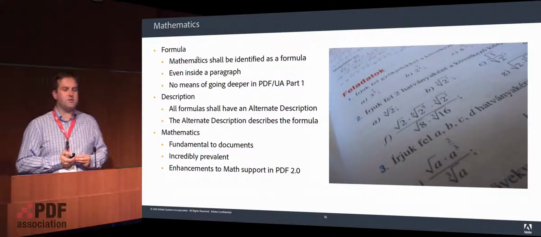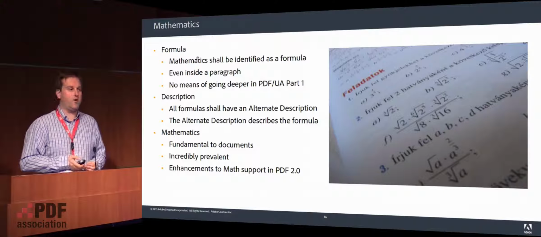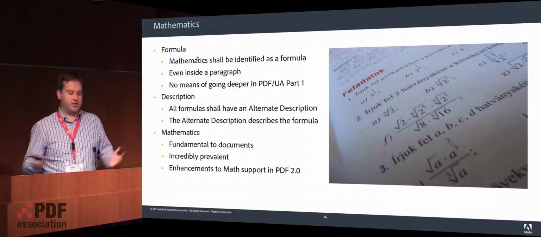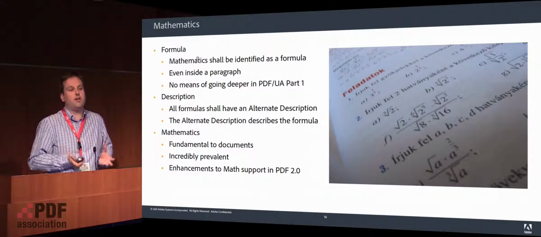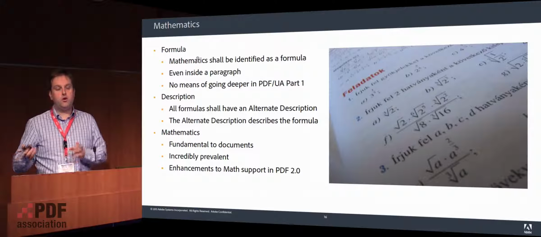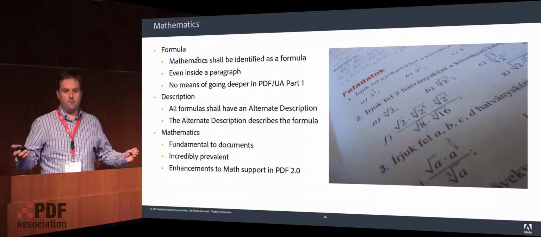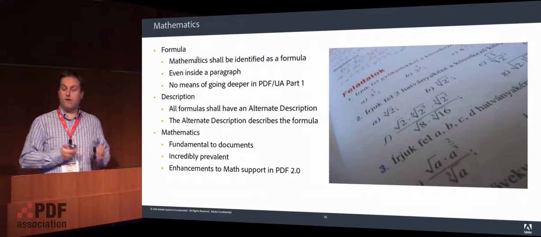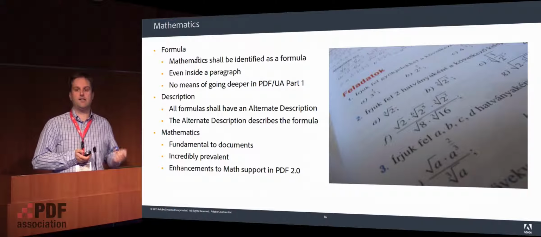Now, we don't say what those descriptions should be, to be clear. You might say, this is the formula for energy conversion, or this is a formula describing X, so that the person can go look that up somewhere else. You could also write a description of the actual formula. But the idea is that a blind reader, for example, can get that content and at least know how to turn that into something real.